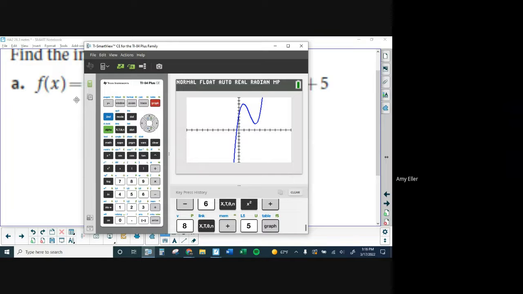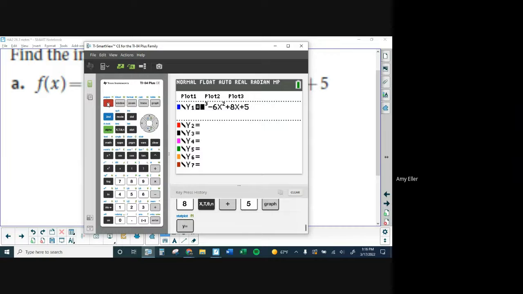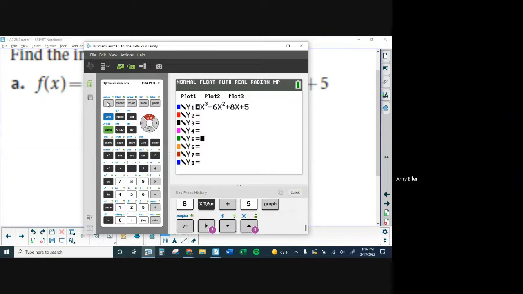Okay, so back to this one. Look at the function itself. If you've already hit the graph, that's fine. But does this look like a translation of the parent function? No. We don't look at this and say, okay, we're going to go vertical stretch by 6, reflect, up 5. That's not at all what this looks like.